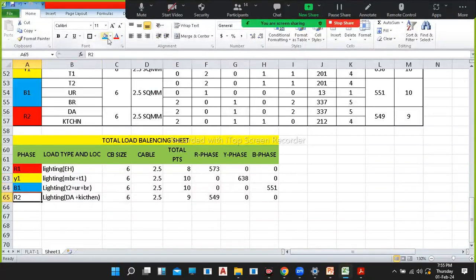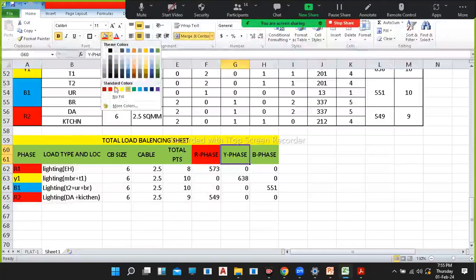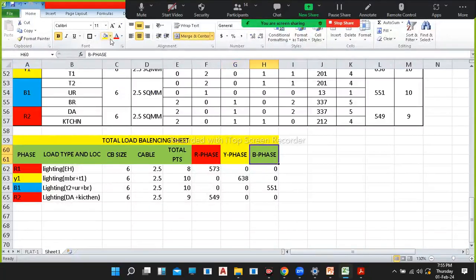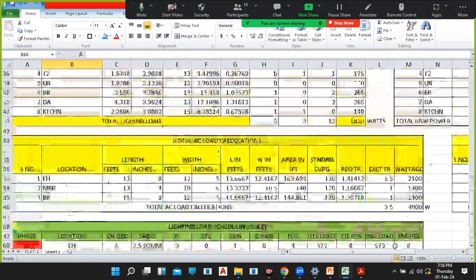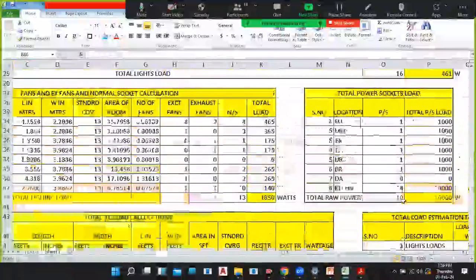Okay. So now we need to start doing the raw power. First lighting is done. Next we'll go with the raw power, and then we'll go with the AC. Now I need R1, Y1, B1, R2, and the next is Y2. I need to go with the sequence Y2. So first complete the power sockets and then go to the AC.